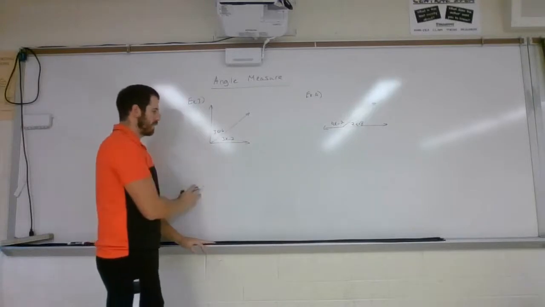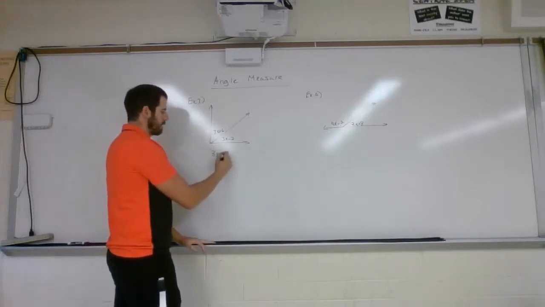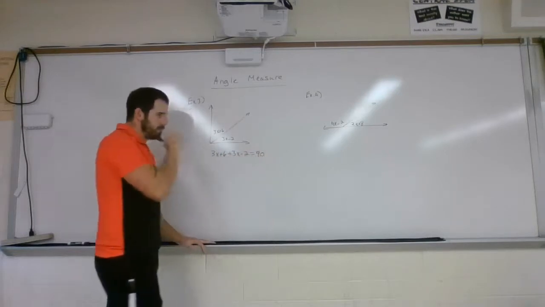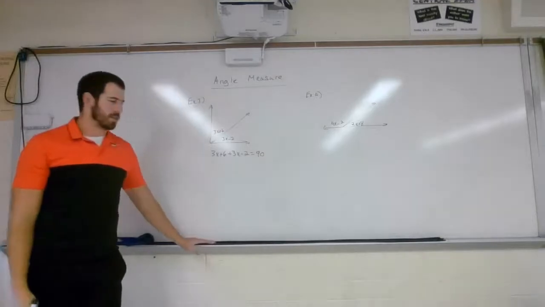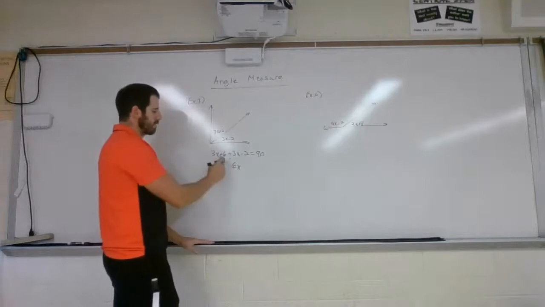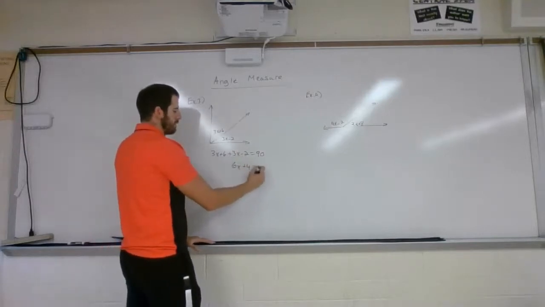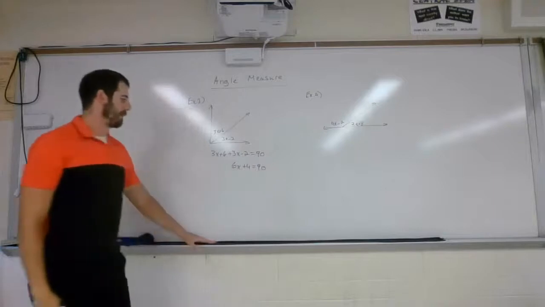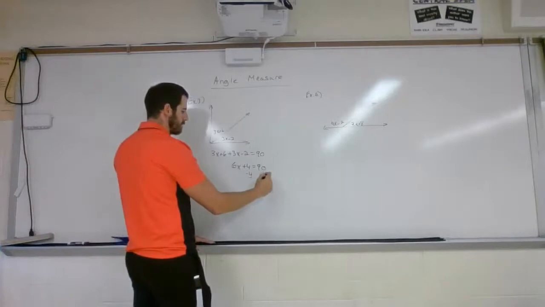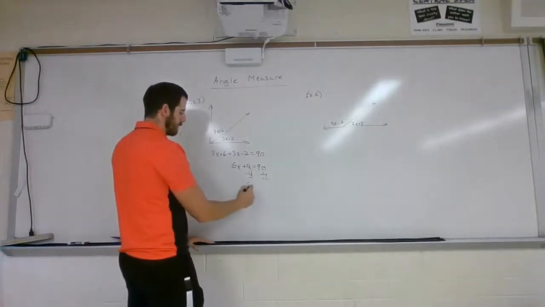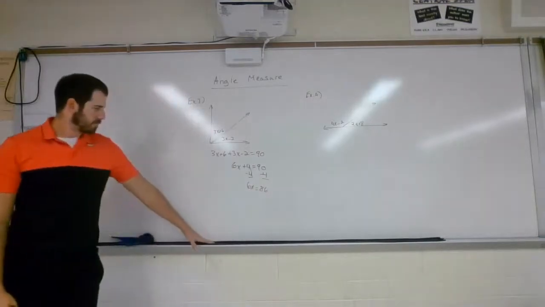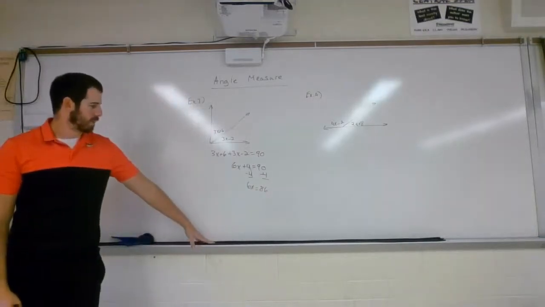But we know that these add up to 90 degrees. So I'm going to have 3x plus 6 plus 3x minus 2 equals 90 degrees. And then we just solve for x. 3 plus 3 gives me 6, so I have 6x. 6 minus 2 gives me 4, equals 90. And we solve from there. Subtract your 4 from both sides. They cancel. We get 6x equals 86. And apparently I'm not good at making these problems work out nicely.